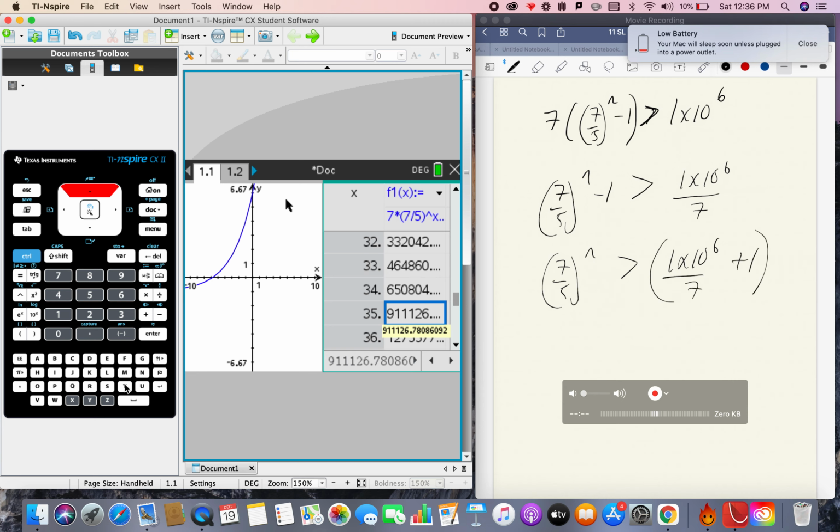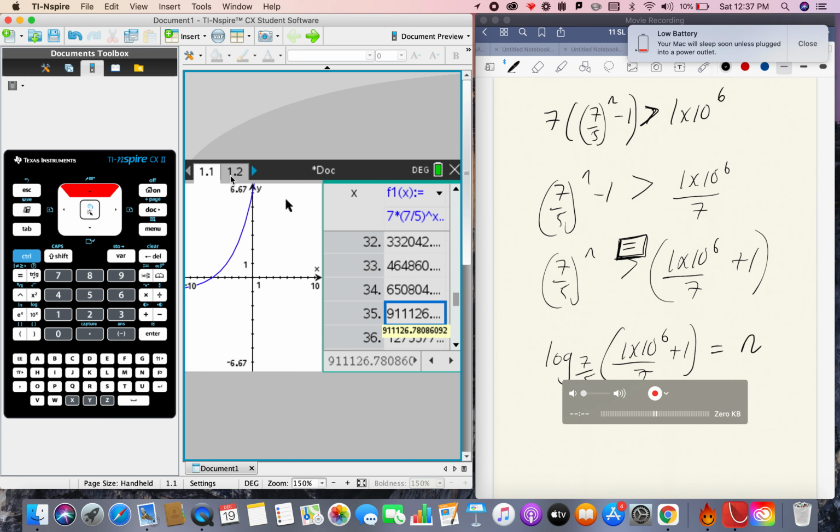So therefore n is greater than log base 7 fifths of 1 times 10 to the 6 over 7 plus 1. We're going to change this to an equals here. Strange things happen with inequalities and exponents and logarithms. We're just going to put equals n, and then we'll interpret the final value once we've got it.